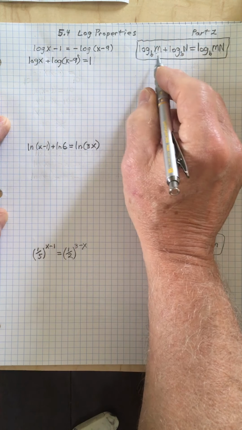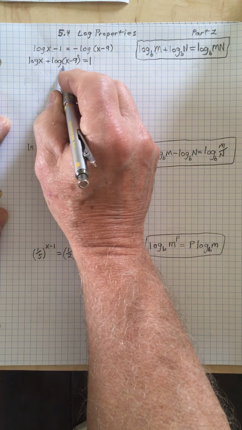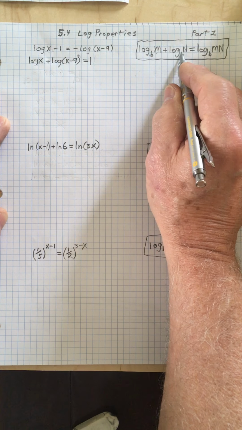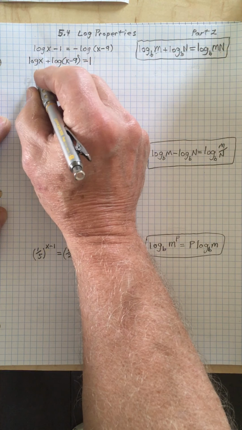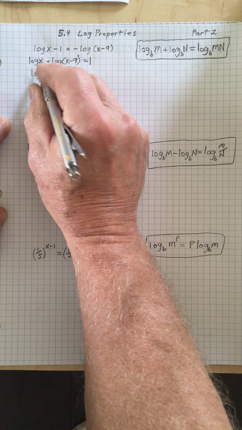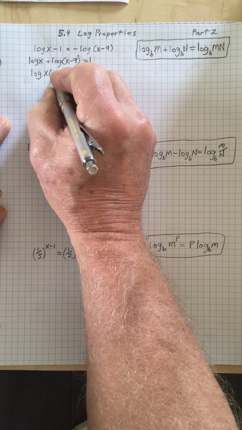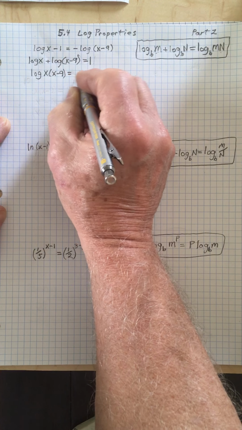All right, now I can use this rule. As long as the bases match, and the bases are 10 here, the sum of two logs, I multiply the arguments. So what we're going to have here then is log x times x minus 9 equals 1.